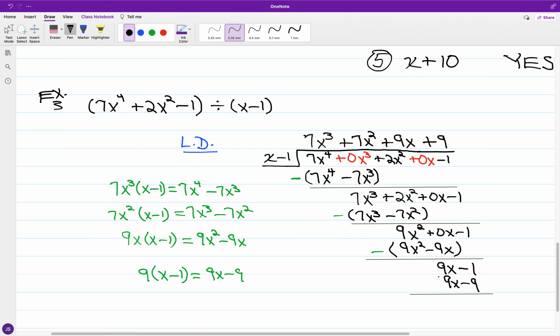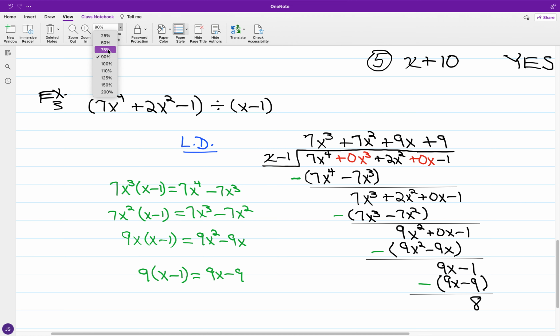And we have this remaining stage of subtracting. So 9x will go out, and then we've got negative 1, and what's going to be plus 9. And this remainder is also going to be 8. And I cannot perform division any further, for x will not go directly into 8. Alright, so we have the end result.